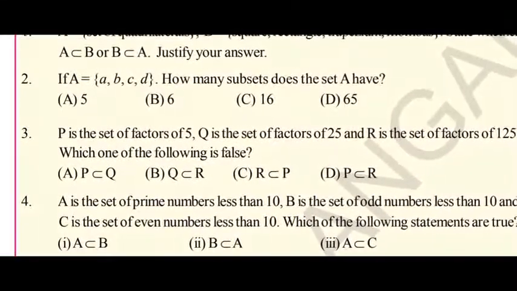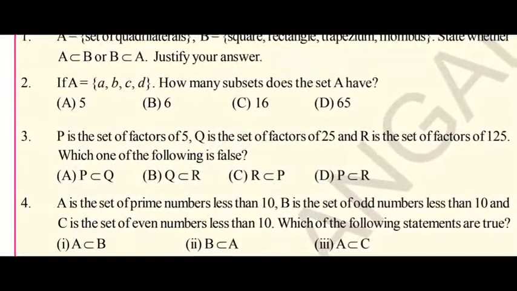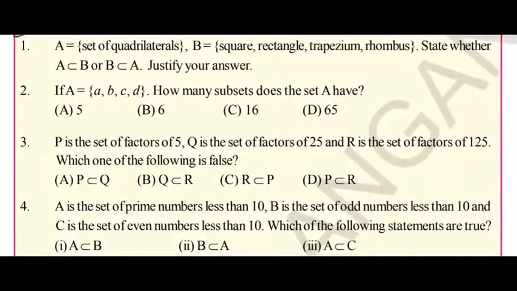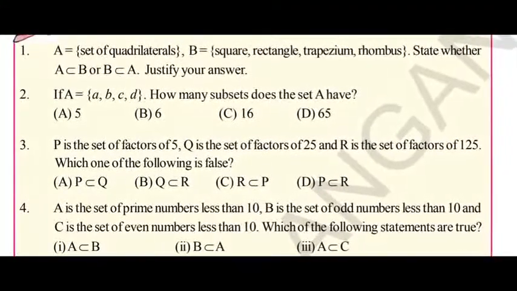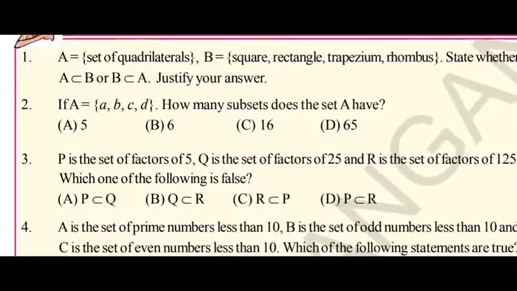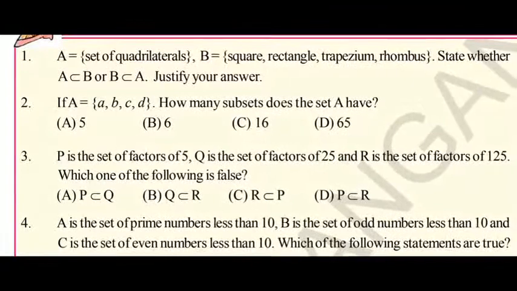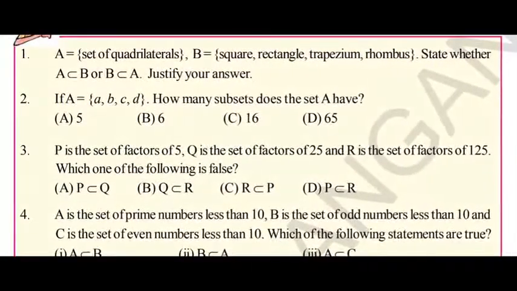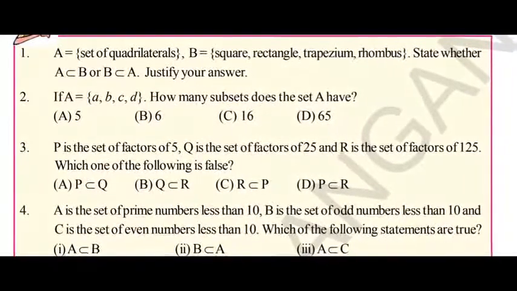P is the set of factors of 5. 1 comma 5 are factors of 5. Q is the set of factors of 25. The factors of 25 are 1, 5, 25. R is the set of factors of 125. The factors of 125 are 1, 5, 25. Okay. So let us see which one is false.